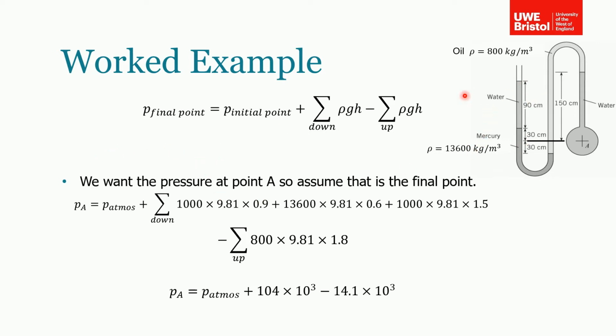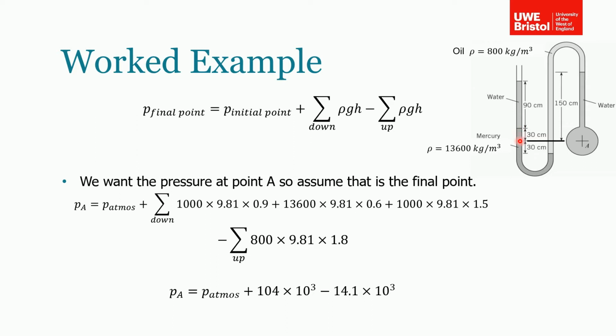Okay, so if we start off, I've just got the solution written out here. The pressure at A, which is what we're trying to find, is equal to the initial pressure, which is atmospheric pressure here, it's open-ended. Then as we start to go down, our first term, we've got a 90 centimetre head of water, so that's this term, 0.9 times g times the density of water, 1,000.